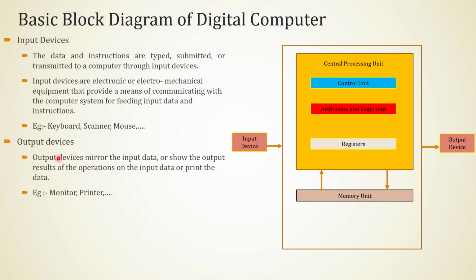Output devices. Output devices mirror the input data, show the output result of the operations on the input data, or print the data. We all know about output devices, so there is no need of an explanation. Examples are monitor, printer, etc.